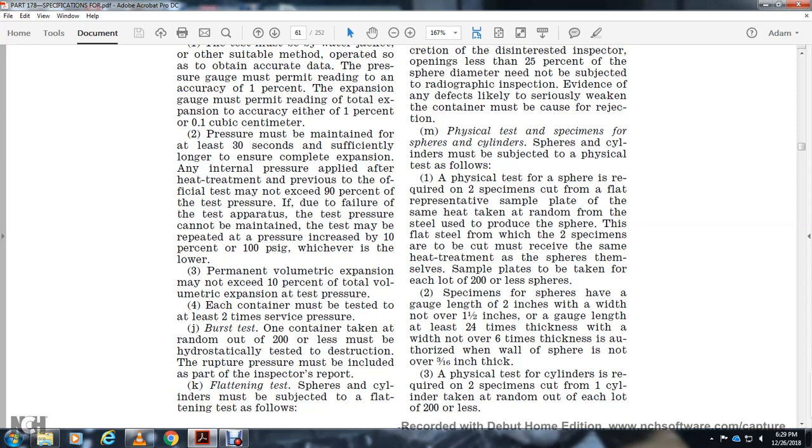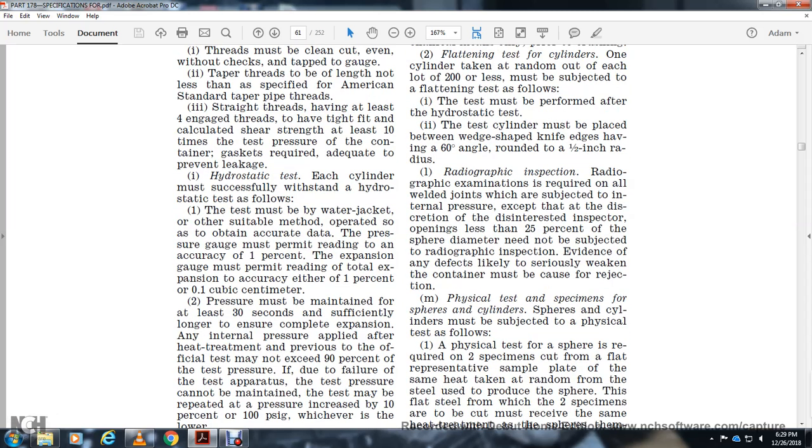Each container must be tested to at least 2 times the service pressure of the test pressure. One container taken at random out of 200 or less must be hydrostatically tested. The destruction rupture pressure must be included with the inspector's report. Flattening test: spheres and cylinders must be subjected to the flattening test as follows.